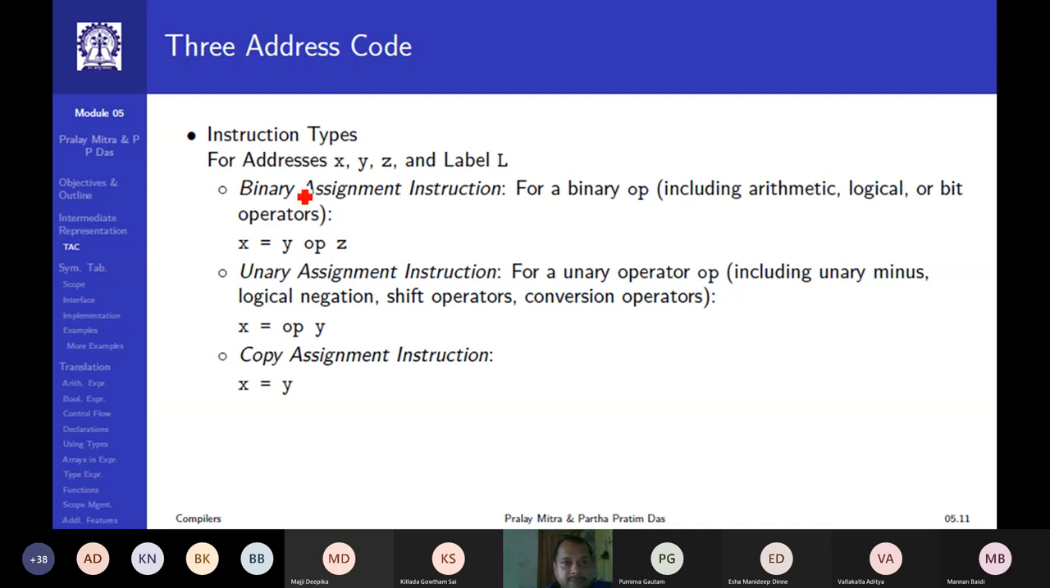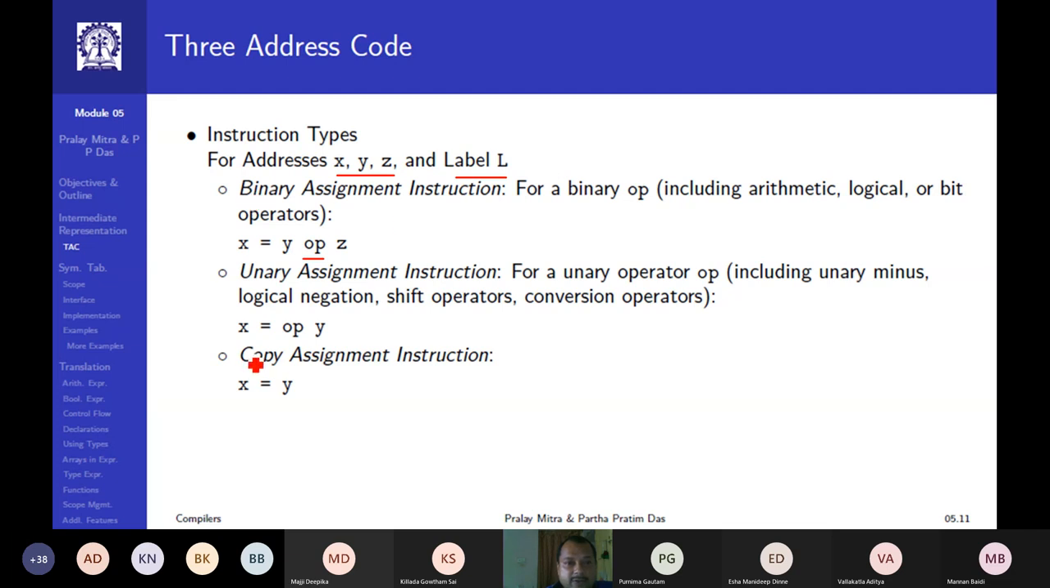So the instruction types, for addresses X, Y, Z and label L that I am assuming. Binary assignment instruction for a binary operation, including arithmetic, logical or bitwise. You can write X equals Y op Z. You see how many memory accesses? Y, Z and X. How many opcodes? Only 1. Now this opcode is a binary operator, which can be arithmetic, logical, bitwise, whatever it may be.